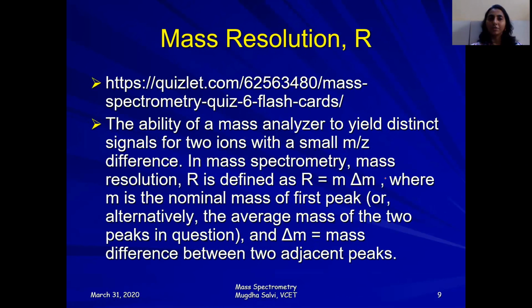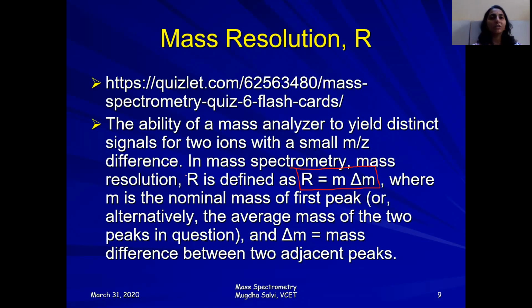What is mass resolution? The ability of a mass analyzer to yield distinct signals for 2 ions with a small mass to charge difference. This is what is mass resolution. In mass spectrometry, mass resolution R is defined as R is equal to M by delta M, wherein M is the nominal mass of the first peak, or alternatively the average mass of the 2 peaks in question, and delta M is the mass difference between the 2 adjacent peaks.